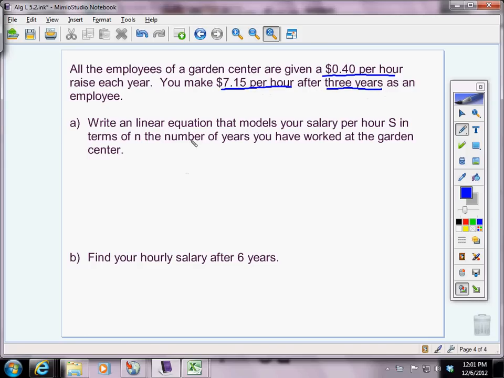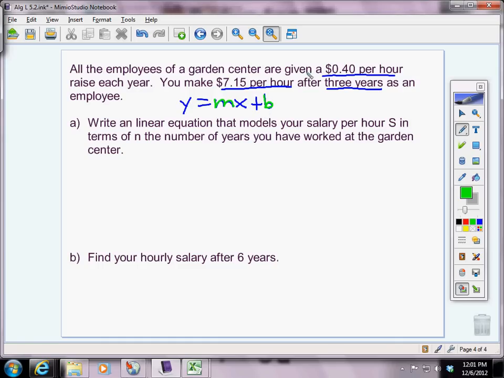Now again, to write an equation, we're going to use slope-intercept form, and we need to find two things. We need to find our slope, and we need to find our y-intercept. If you think back to before, when we talked about using real-life examples for these things, we always said our slope is our rate of change, how much something is changing as the days go by or hours go by or years, whatever. And then our y-intercept is always our initial value.